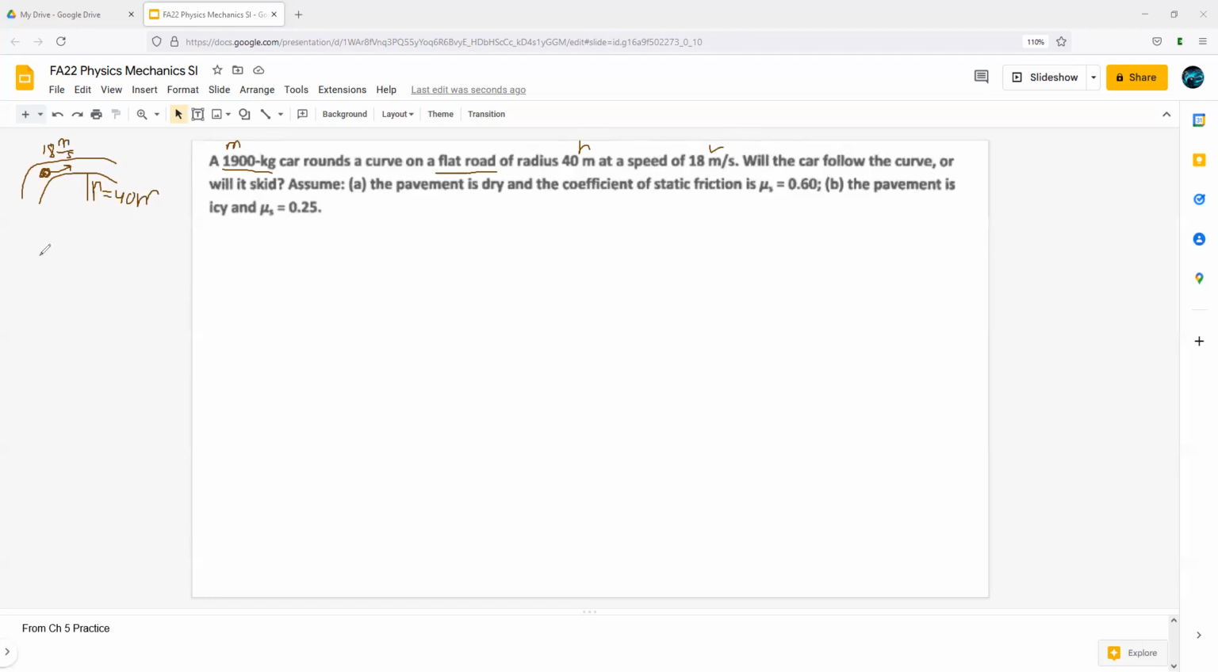Okay. So now you can also imagine the car just straight on the road. Just the road, that's the car. Let me at least try and make it work. Okay. On the side, you have your gravity, right? And you have your normal force.